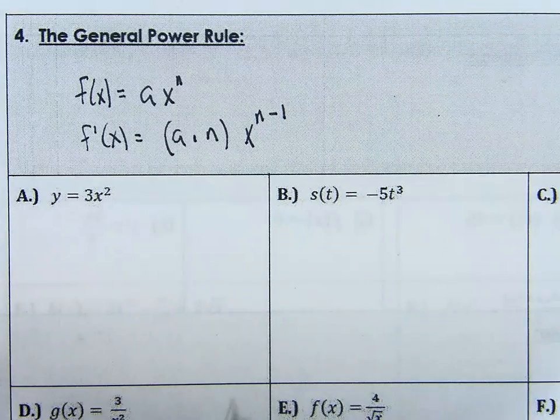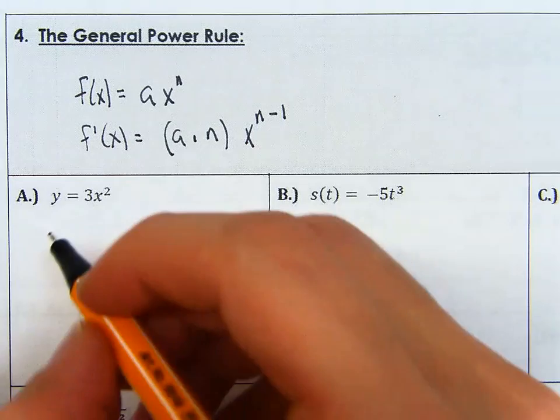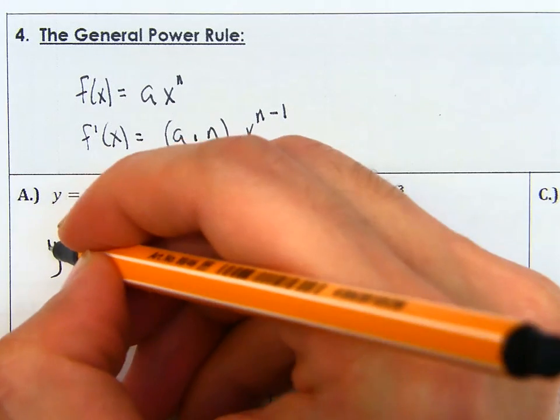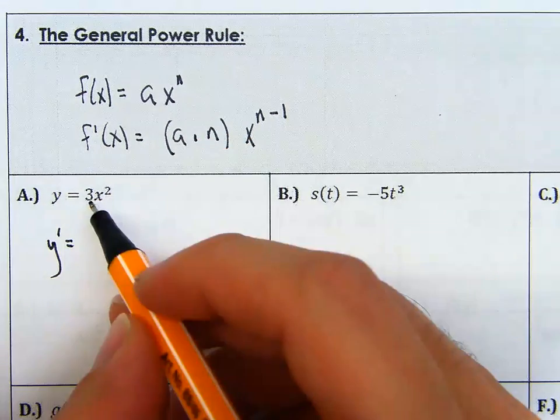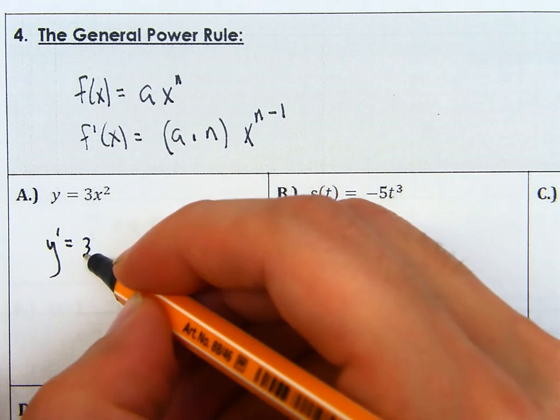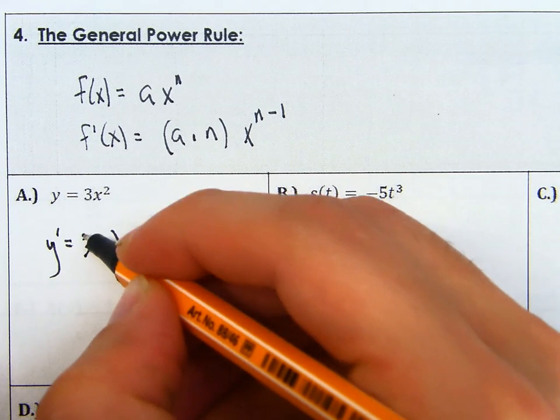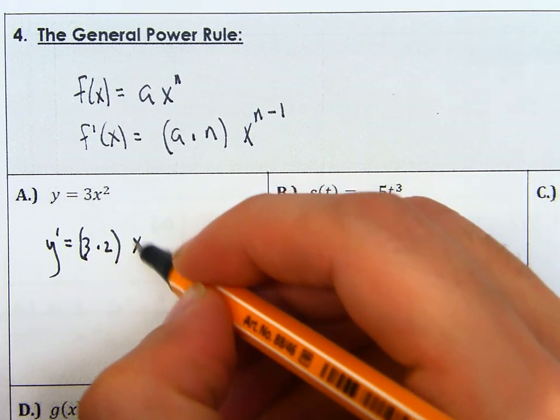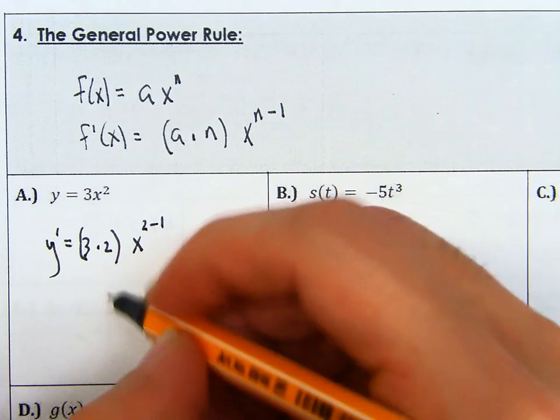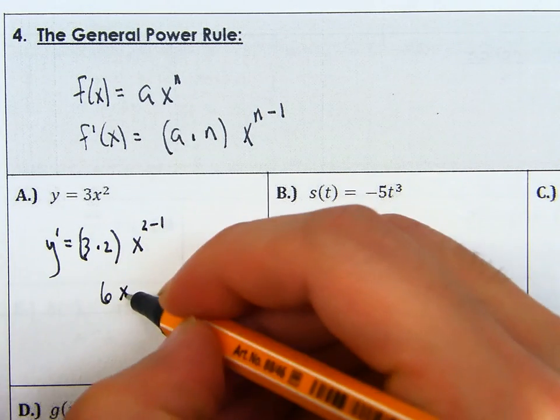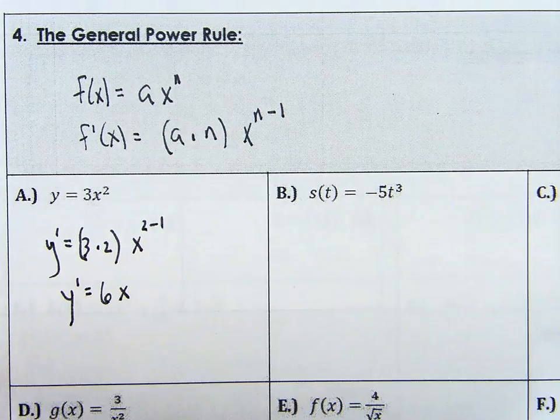The idea here is that if I wanted to find y prime, I take this 3 on the outside, multiply it by 2, and then I just have x to the 2 minus 1. So that just becomes 6x. That's y prime.